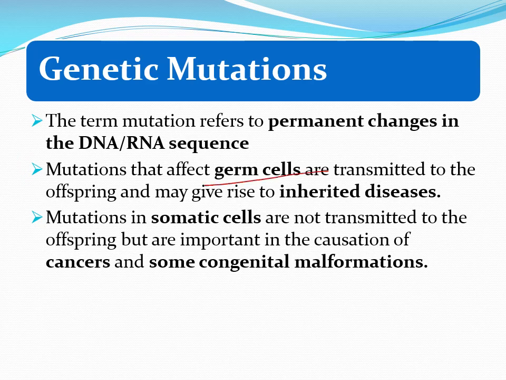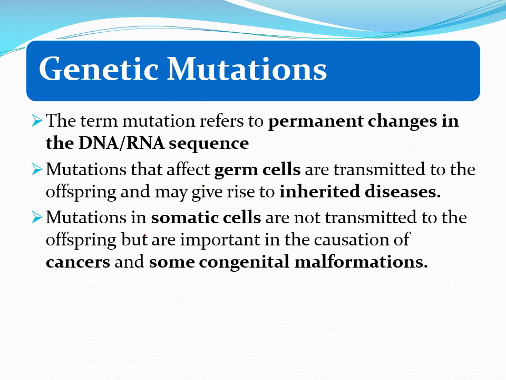Mutation can affect the germ cell again. As I said, when the mutation affects the germ cells, the ovum and sperm, which are responsible for reproduction, the baby who is going to be born will have that disease, and this disease will be transmitted from one generation to another, because it has occurred in a sex cell. Therefore, this disease is known as an inherited disease.